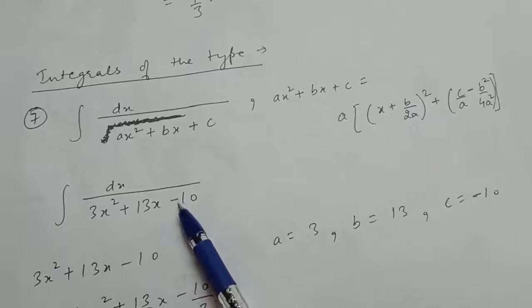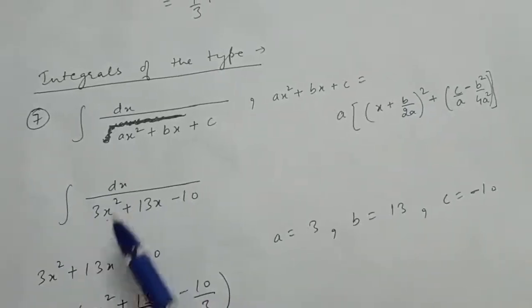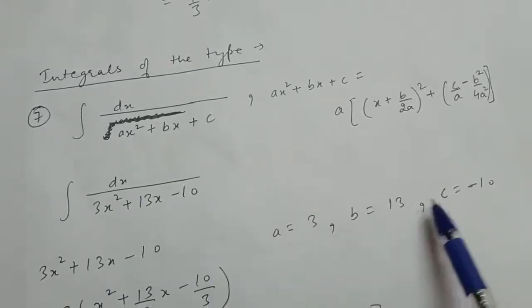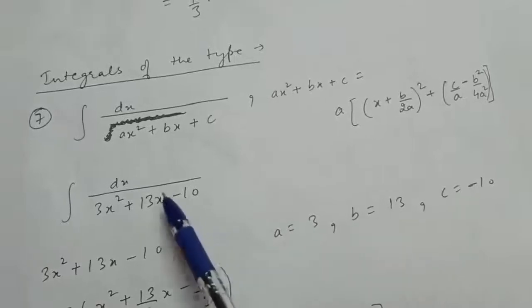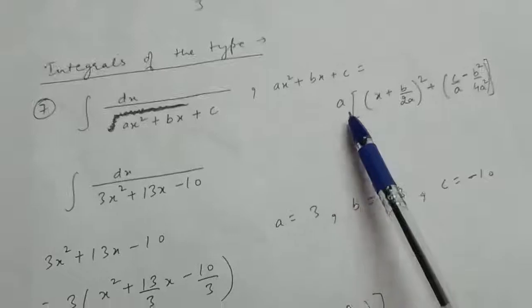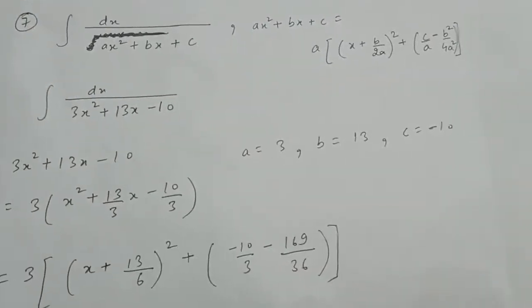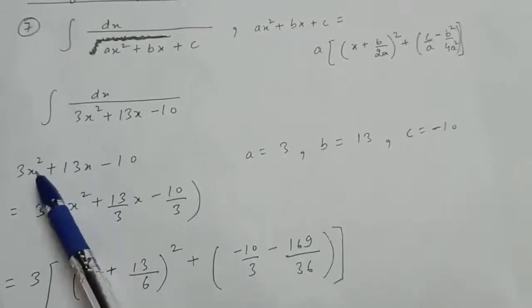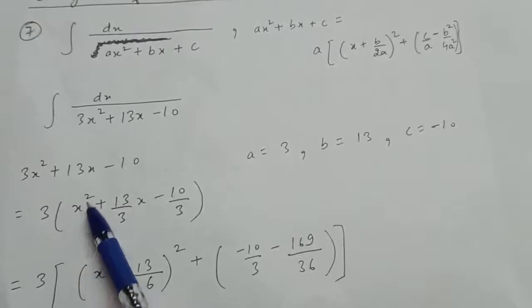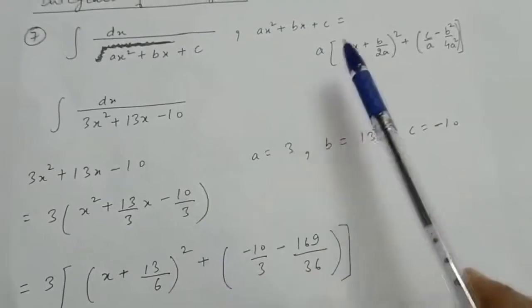If this is the quadratic equation in the denominator given to you and you have to find the integral. So here a is 3, b is 13 and c is minus 10, when you compare this with this. Now write it down as this. First of all, we want to make the coefficient of x square as 1, so take 3 common. You'll get x square plus 13 by 3x minus 10 by 3.